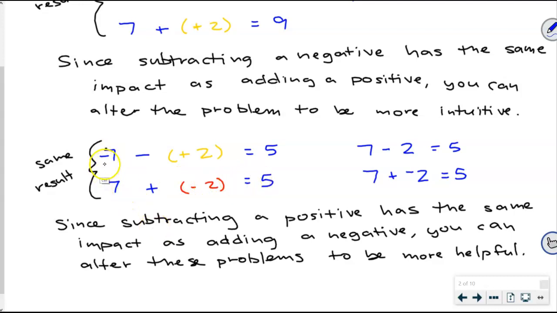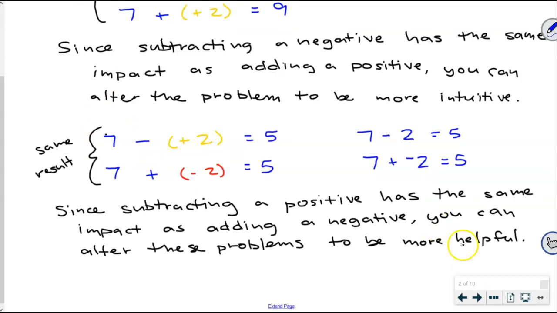Now, that's not what the problem said, but there are times where it's going to make the most sense to do that, and some times where maybe it's better to just keep it subtraction. But you have that option. You can change it to be more intuitive, to be more helpful if it works better for you.